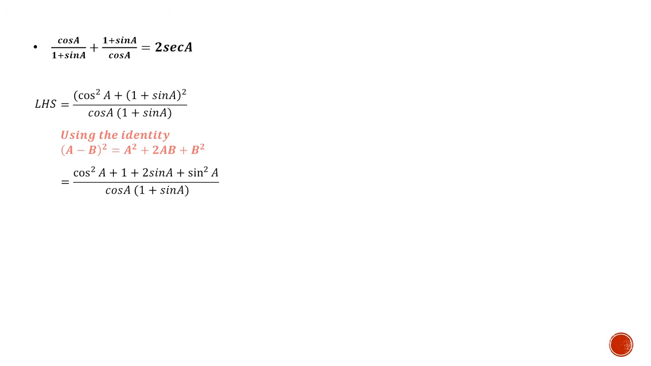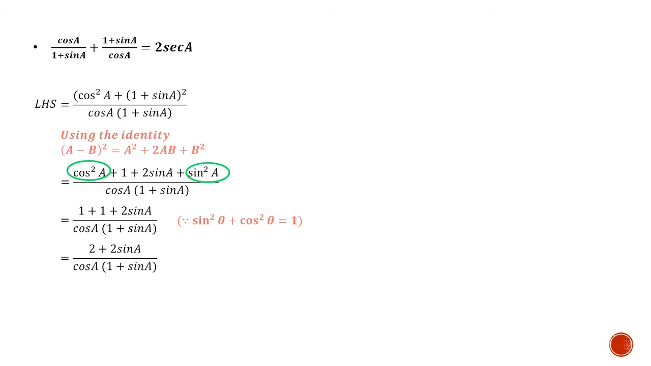And again, if you can notice here, cos square A plus sine square A can be written as equal to 1. Okay, let's proceed ahead. Try to simplify them as much as possible. So this is what we'll be getting. I have taken out 2 common in the numerator. So this is what I will be getting, and 1 plus sine A will be eliminated. So what I am left with is 2 divided by cos A, which is equal to 2 sec A, because cos A is the reciprocal of sec A, which is equal to right hand side. Very simple to understand. Okay, let's see the next question.